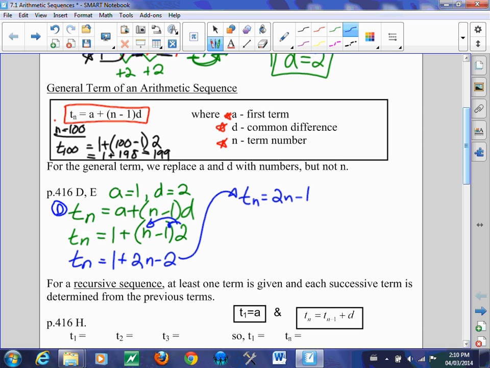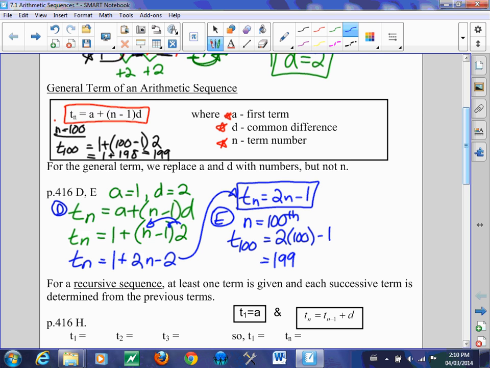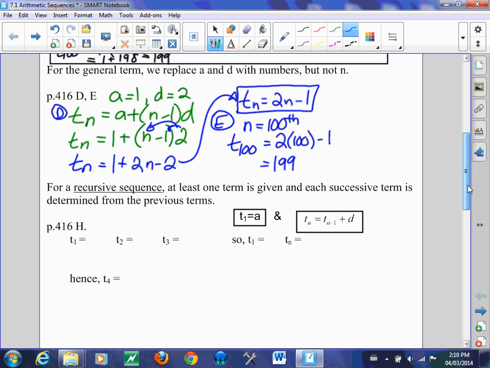And E, ladies and gentlemen, says use the general term to calculate the 100th term. Well, I've already done it up there, but I'll just show it again. So what do we know now? Based on our general term, which is above, we're given the 100th term, okay, so we sub that in, so t at 100 equals 2 times 100 minus 1, and that's going to equal 199. All right, so it tells us that if we are at figure 100, there's 199 cubes in that diagram.